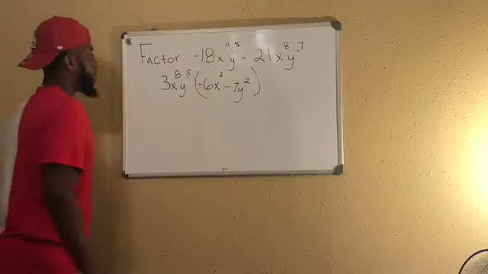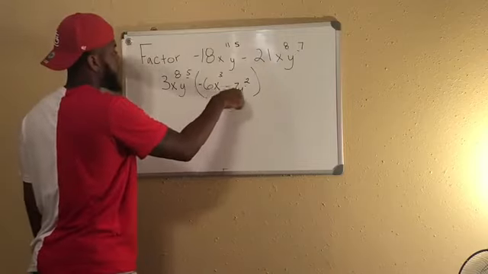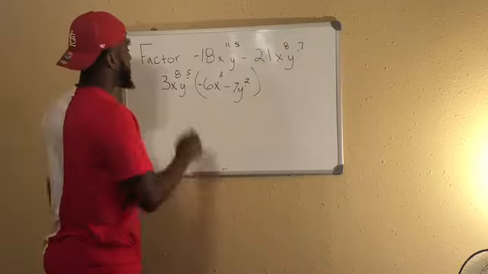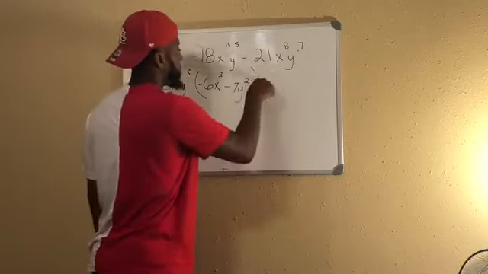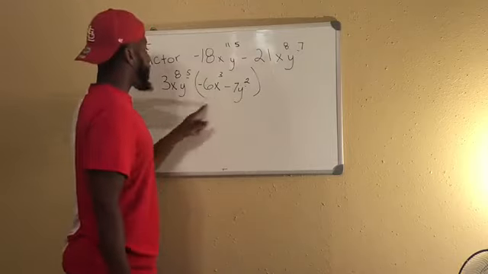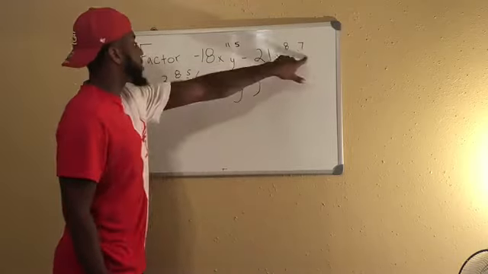3x to the 8th, y to the 5th, times negative 6x to the 3rd minus 7y to the 2nd, in parentheses. This, my friend, is factored. This is congruent to this. These are the same things, except this is a factor form. And if we want to check, we just FOIL and distribute this number here to both of these terms, and we should come up with this number.